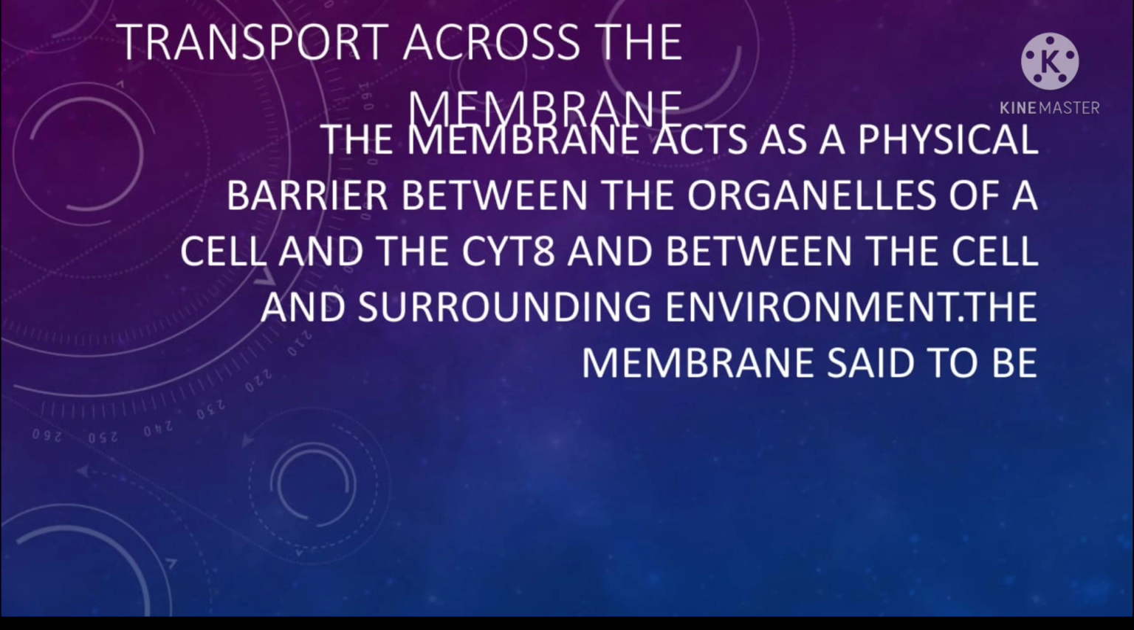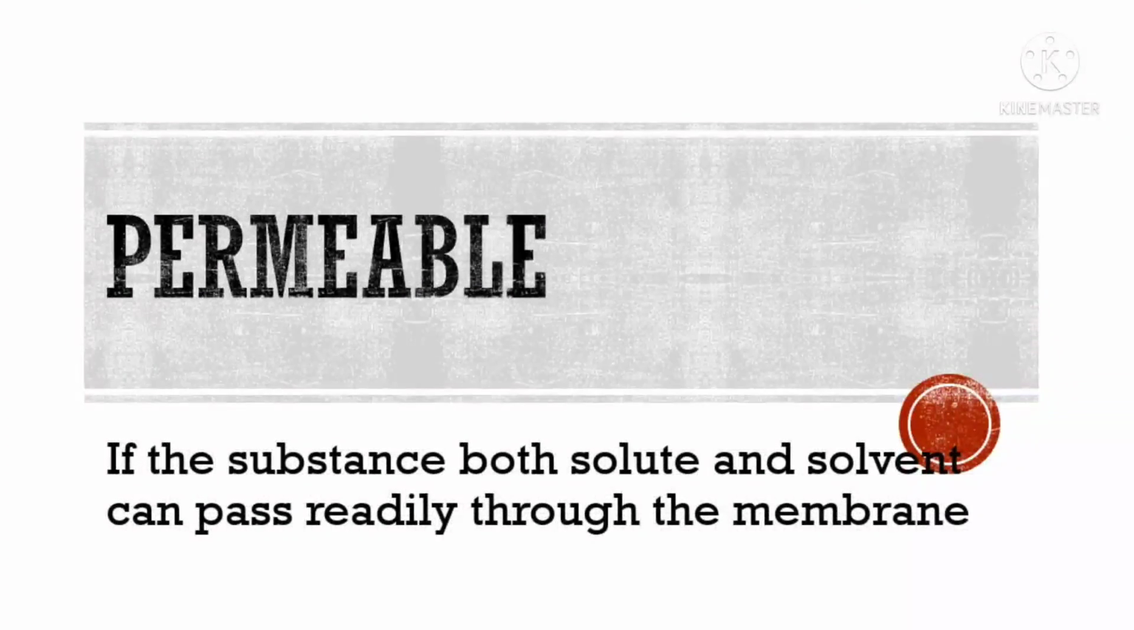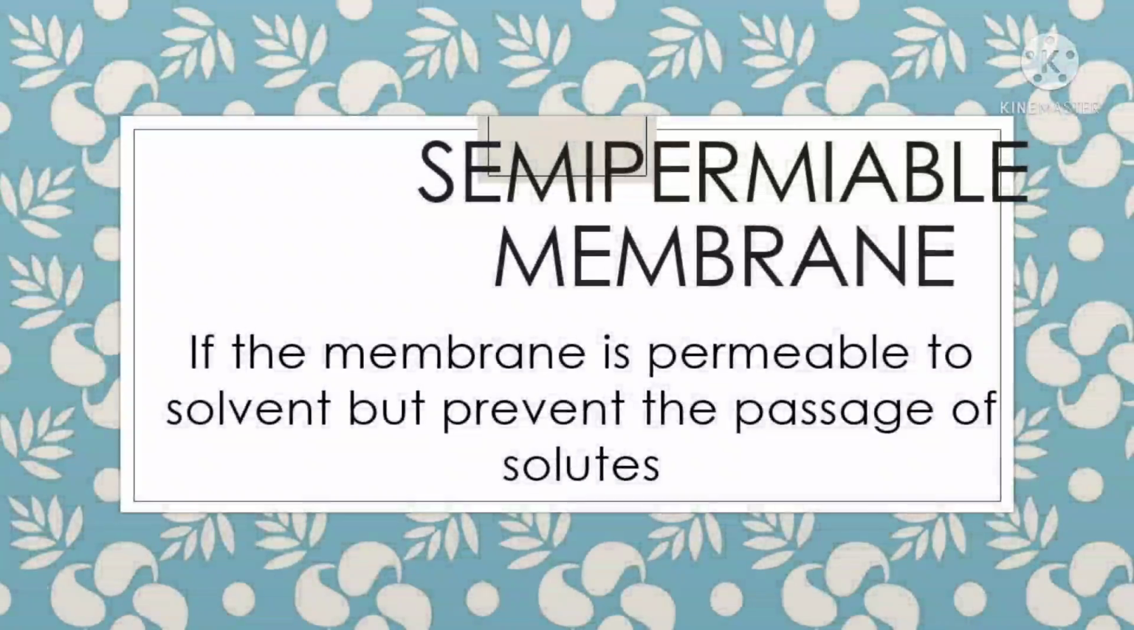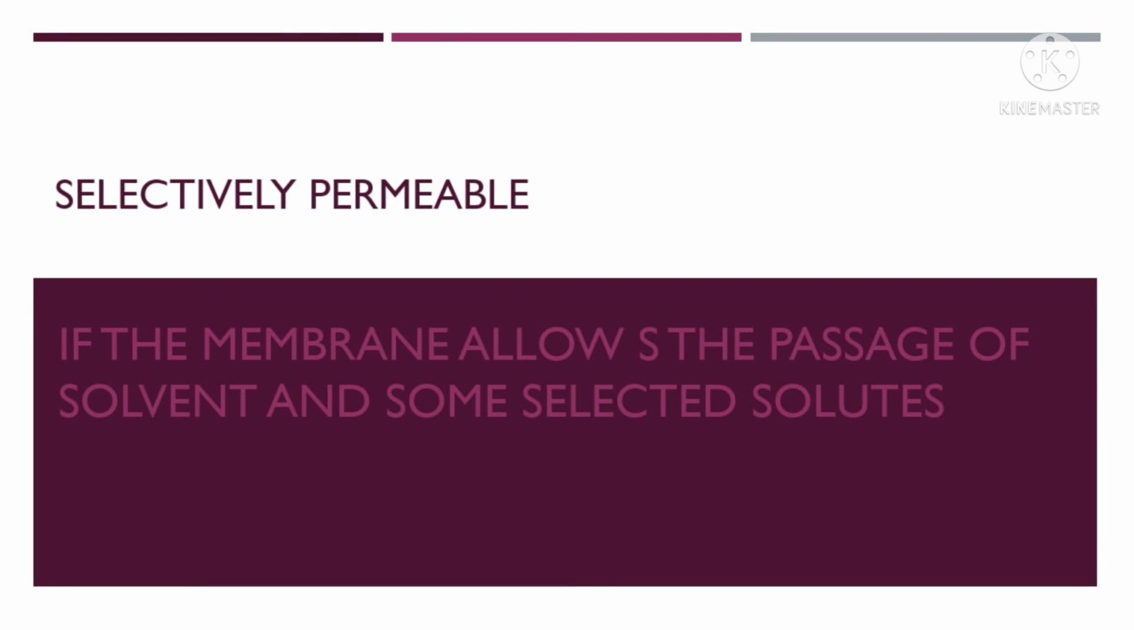Transport across the membrane. The membrane acts as a physical barrier between the organelles of the cell and the cytoplasm and between the cell and its surrounding environment. Impermeable: if the substances do not pass through the membrane, it is called impermeable. Permeable: if the substances, both solute and solvent, can pass readily through the membrane. Semi-permeable: if the membrane is permeable to solvent but prevents the passage of solutes. Selectively permeable: if the membrane allows the passing of solvent and some selected solutes.